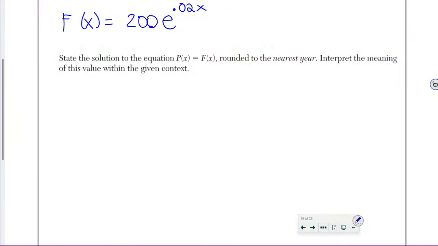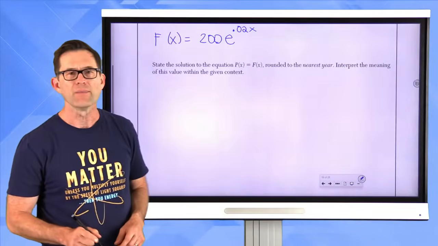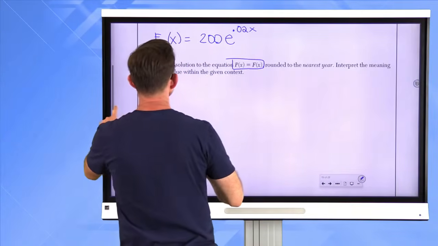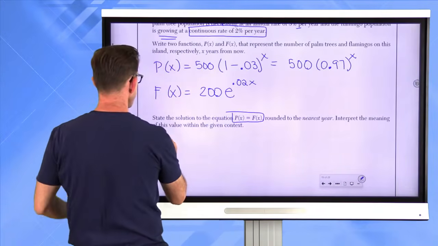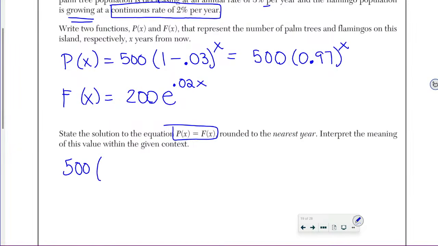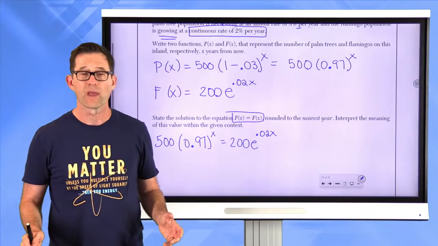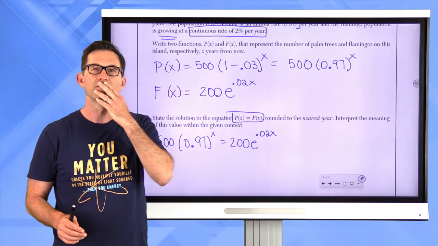State the solution to the equation p of x equals f of x rounded to the nearest year. Interpret the meaning of this value within the given context. All right, so we're trying to solve an equation. Specifically, we're trying to solve p of x equals f of x. So we're trying to solve this equation, 500 times 0.97 to the x is equal to 200 times e to the 0.02x.